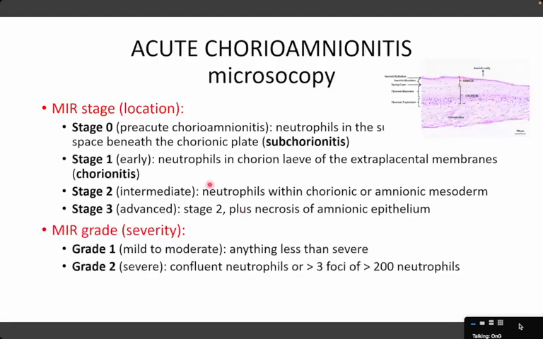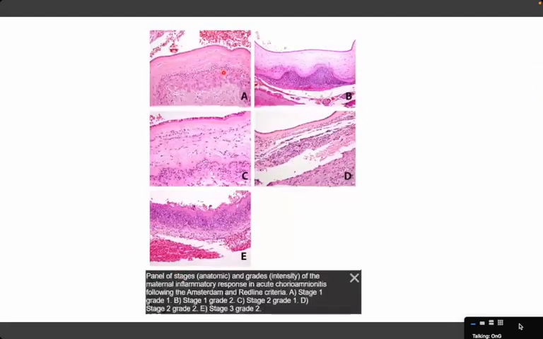The grading refers to the severity of the acute inflammatory infiltrate, which can be mild to moderate or severe, and we base that on the number of neutrophils that we see in the section. So that's how we grade it. So this would be an example of extraplacental membranes. You can see here you've got your acute inflammatory infiltrate involving the chorion, so that would be a stage 1.